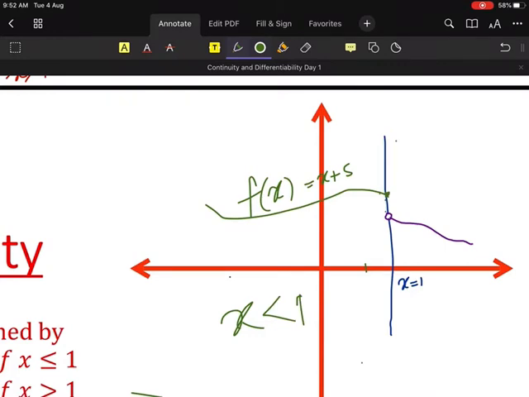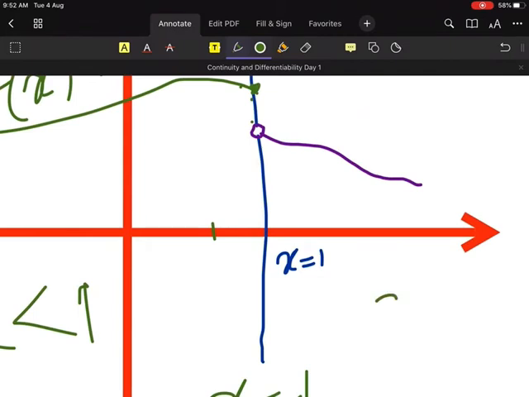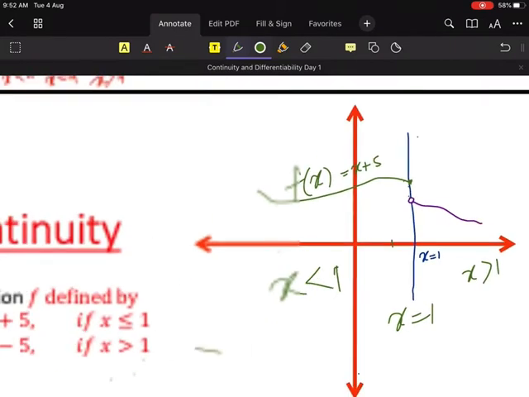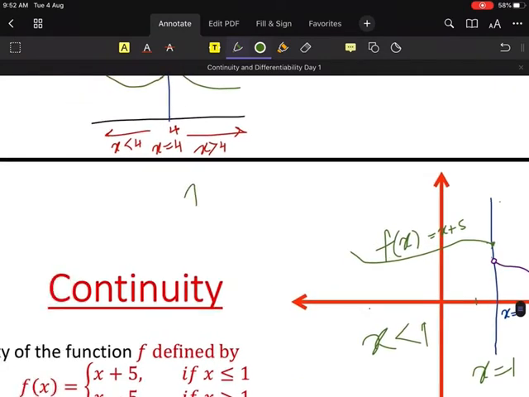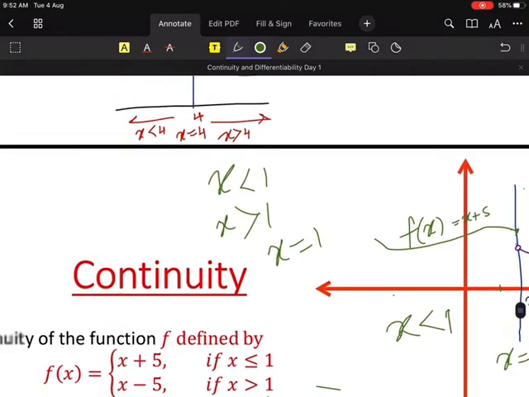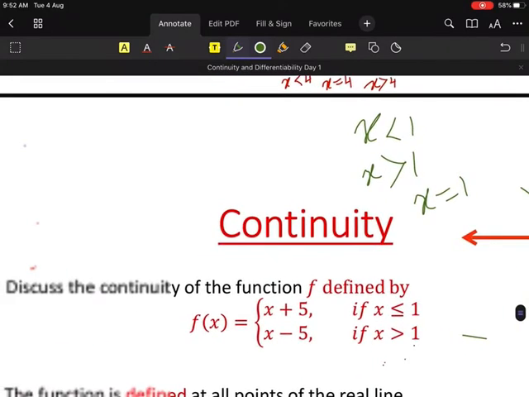So here, this side is our x less than 1. This one is x equal to 1. And this side is x greater than 1. Understood? Yesterday I told you, now we have divided the function into 3 parts. What are the 3 parts? The first part is x less than 1. The next part is x greater than 1. And the other part is x equal to 1.